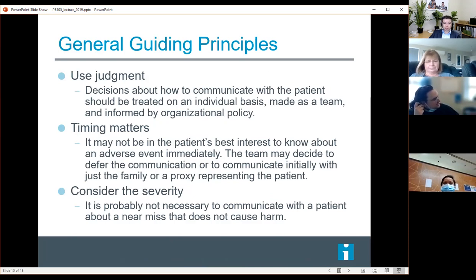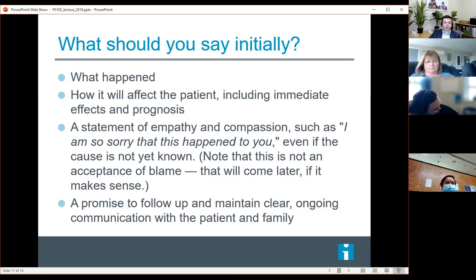And also sometimes if the severity is very low, then we don't need to communicate that with the patient at all. Actually, by doing that, it just causes more upset when they've not been harmed, or there's nothing different that is going to come about from it.